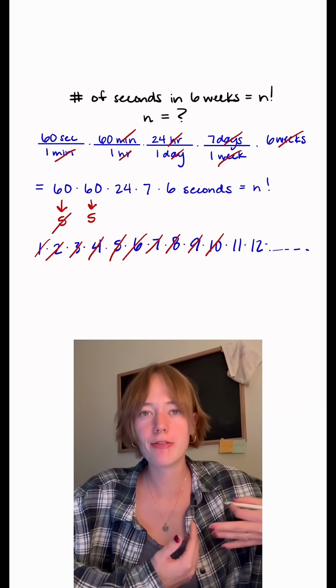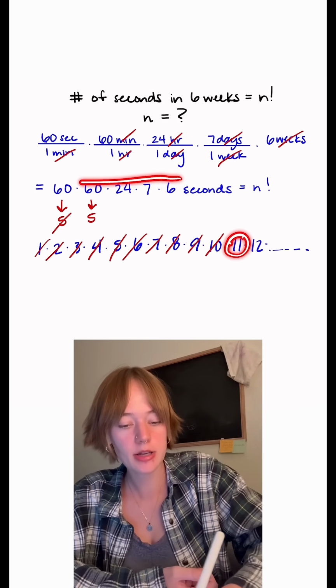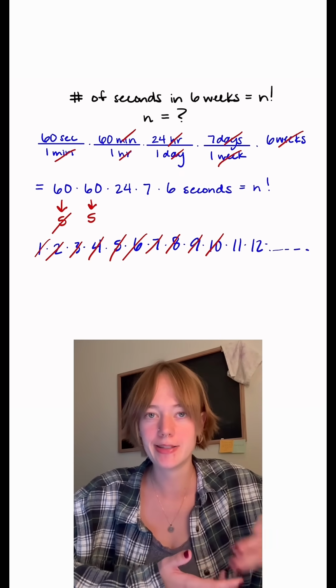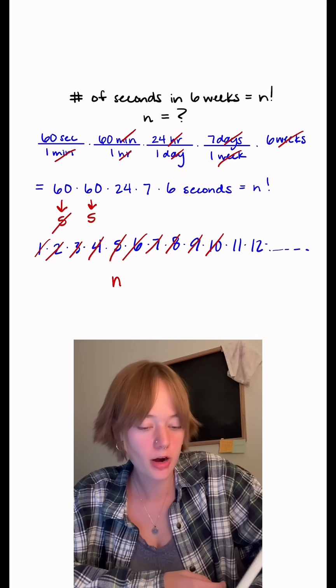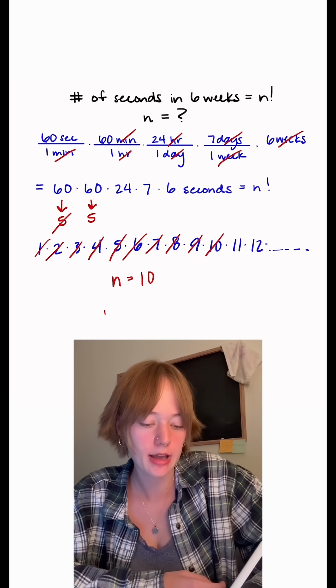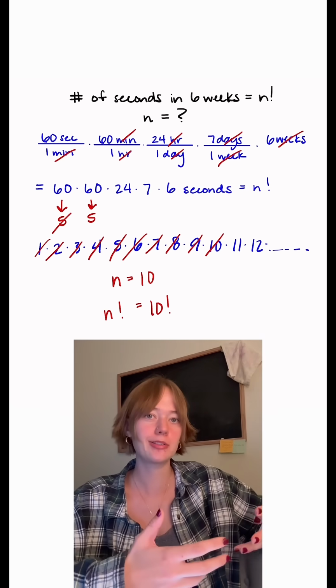Then we're thinking, can we have a factorial bigger than 10? Well, if we did, then we would have to have an 11 represented somewhere in these numbers. And we don't directly see an 11, and none of these numbers are divisible by 11. And so there we have it. We know that our factorial has to stop at 10. And so n factorial is equal to 10 factorial. There are 10 factorial seconds in 6 weeks.